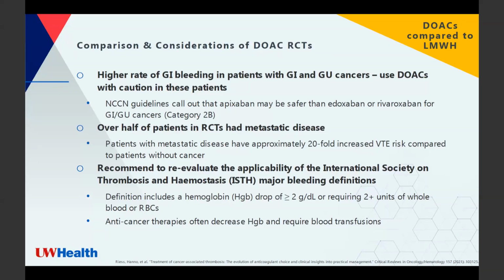These trials also frequently use the International Society on Thrombosis and Hemostasis, or ISTH, major bleeding definitions, which includes a hemoglobin drop of greater than 2, or the patient requires 2 or more units of whole blood or RBCs. Anti-cancer therapies themselves often decrease hemoglobin and require blood transfusions, and so it's been recommended by some reviewers that trials reevaluate the applicability of the ISTH definitions when assessing the safety of DOACs in cancer-associated thrombosis.